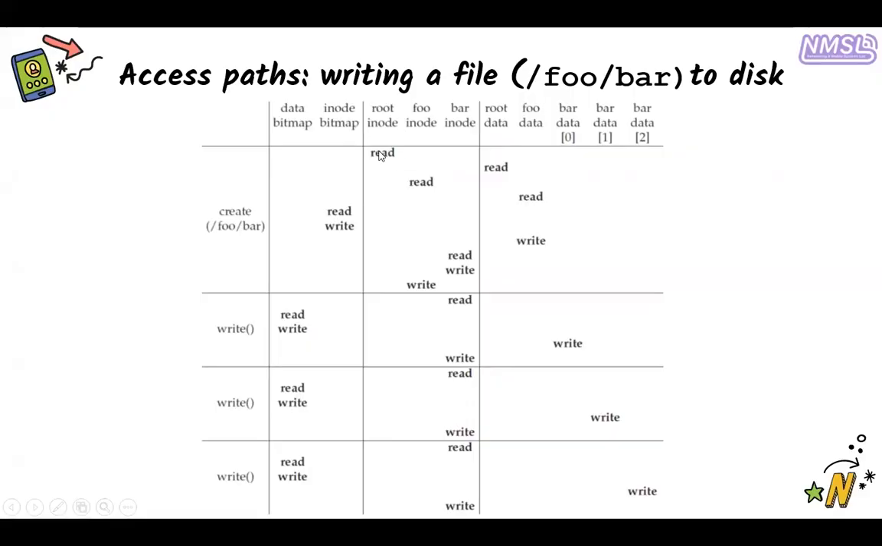Why do we need a read for this? So it's creating, yes. It's almost like you also need to create an inode for bar. Right. So we have to initialize the inode structure for bar.